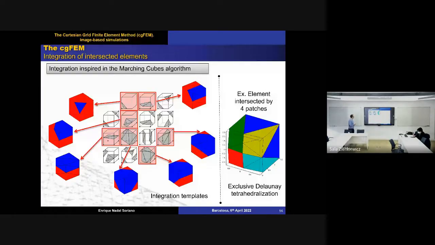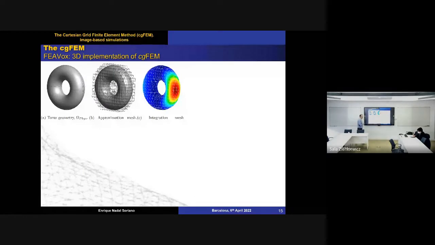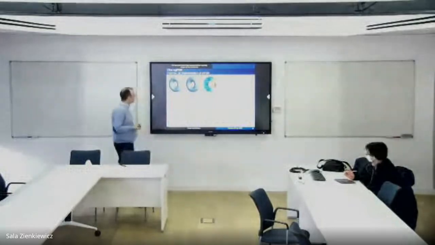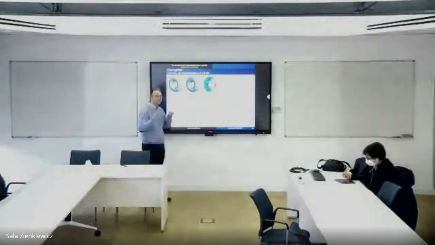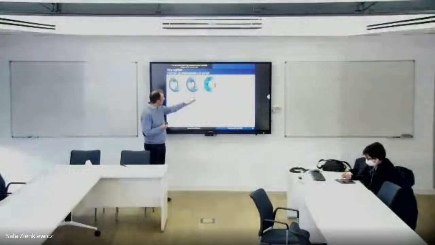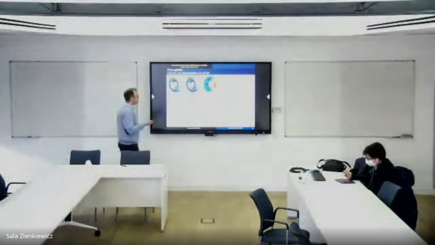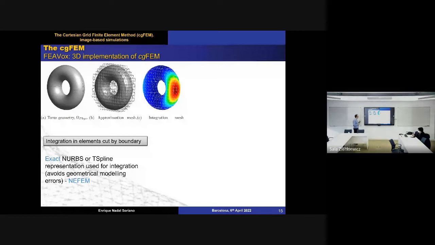Well, we also consider the exact geometry, so the geometry provided by NURBS. We can observe that the first donut is the geometry. The second donut represents the mesh where the solution lies, and the last one represents the integration mesh that is conforming with the geometry. So how do we integrate this? We integrate with the cgFEM technology, which has been developed in collaboration with Professor Ruben Sevilla.